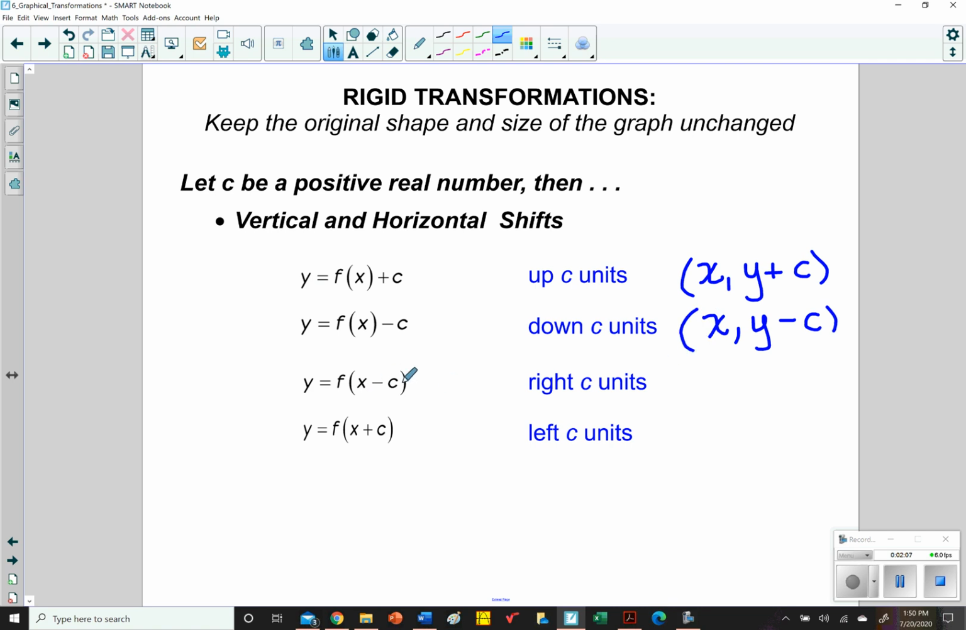With f of x minus c in my argument, x minus c is the argument, that's going to shift the graph to the right. So you would add c to the x values to get the graph to translate to the right. And to get it to go to the left, you would subtract c from your x coordinates of an ordered pair.